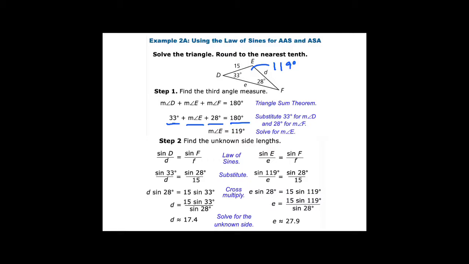Step 2, find the unknown side lengths. So we do the sine of D, which is our angle, over d, our side length, equals sine of F over f. So we know sine 33 over d equals sine of 28 over 15. Then you cross multiply, and when you solve that, you get d equals 17.4. Then you do the same thing for e and you get 27.9.